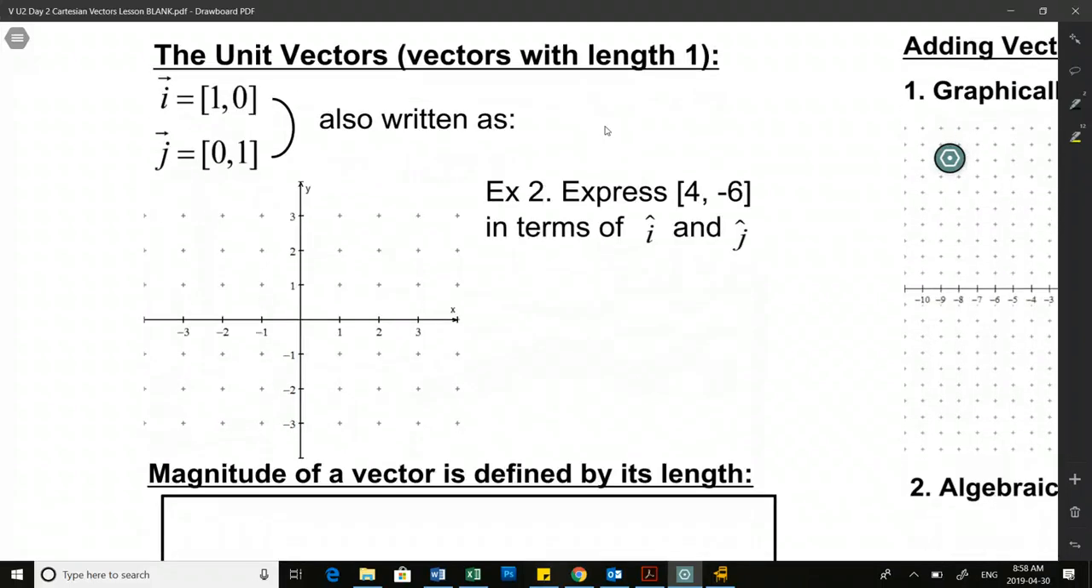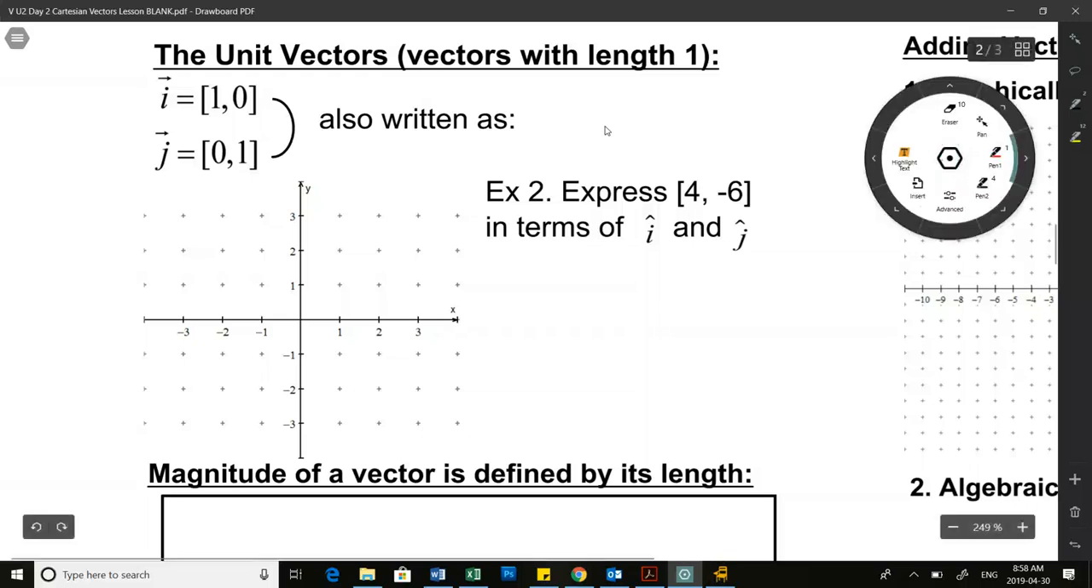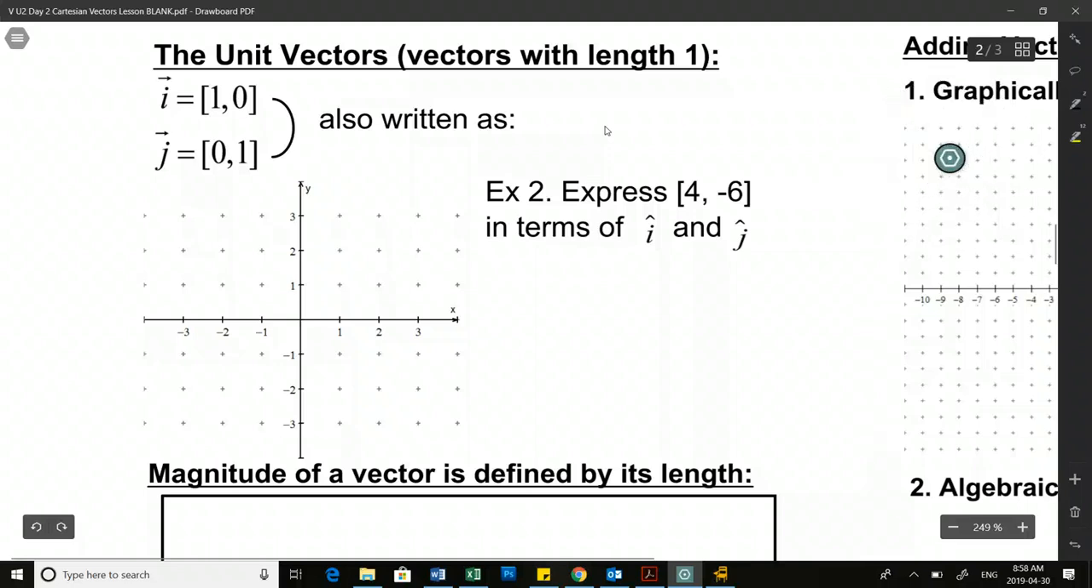Unit vectors. So we talked about this a little bit yesterday as well. We have vector I, which is known as the unit vector or vector of length 1 in the x direction. And we have vector j, which is the unit vector or vector of length 1 in the y direction. So we did draw these on our graph yesterday, but we'll just redraw them again. So this is vector I. We also call this I hat. So it starts at 0, 0 and ends at the point 1, 0. And then j, or j hat, is our vector that starts at 0, 0 and ends at 0, 1.